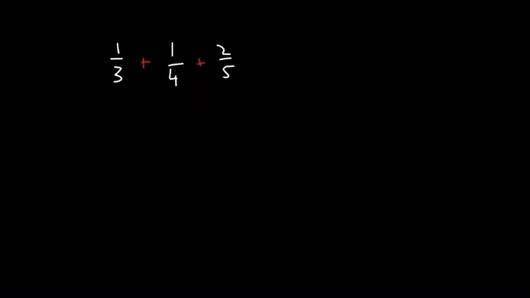Today I am going to show you how to add three fractions with unlike denominators. So we have three fractions: 1 over 3 plus 1 over 4 plus 2 over 5. How can we add these three fractions with different denominators? First of all, we have the denominators 3, 4 and 5.